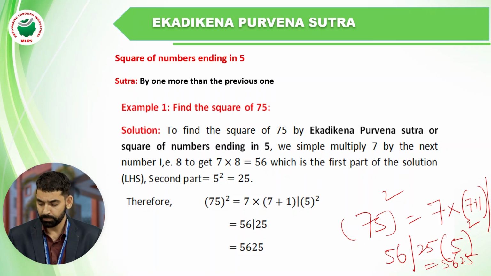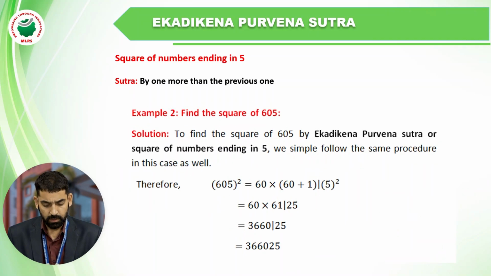Let's take one more example based on that. This is a 3-digit number. In the previous example, we discussed a 2-digit number. Here it is a 3-digit number, again ending with 5. So we can again use this Ekadikena Purvena Sutra, or you can use the previous methods, to find the squares of these numbers.